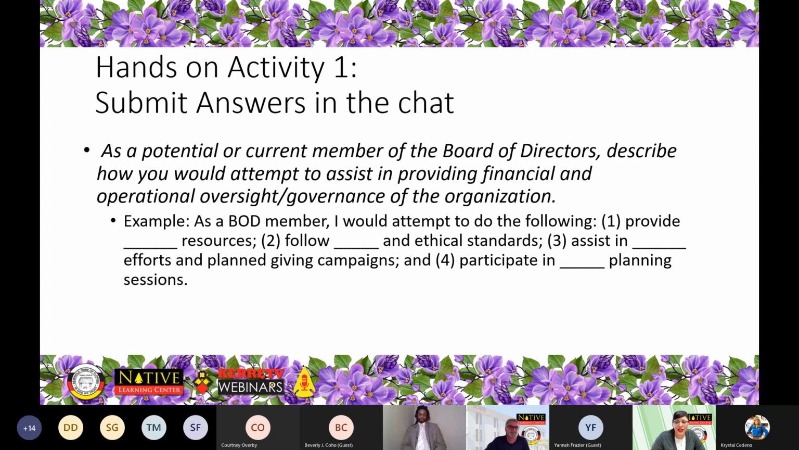Okay, any other thoughts, any other answers that anybody wants to share? We have about 9 more minutes before we go on break. Courtney went ahead and said, yes, we have an auditor, but it's really helpful that the board is able to support with thoughtful questions and ideas. Absolutely. Mark shares, provide financial and grant resources, follow traditional and ethical standards, assist in fundraising and community efforts, and plan campaigns and participate in strategic planning sessions.